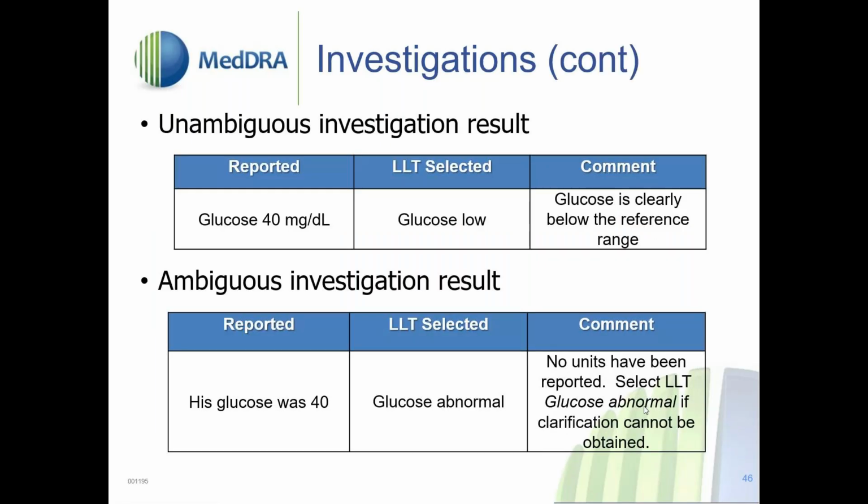When receiving precise reports on investigational results, like in the first example here, there are no problems. The value is clearly below the reference range and the verbatim can be coded to LLT glucose low. But often, investigational results are reported without units, like in the second example here. We don't know whether this refers to 40 milligrams per deciliter, which would be low, or 40 millimoles per liter, which would be high. Such reports are ambiguous and should be coded to a suitable abnormal LLT if there is no option for further clarification.